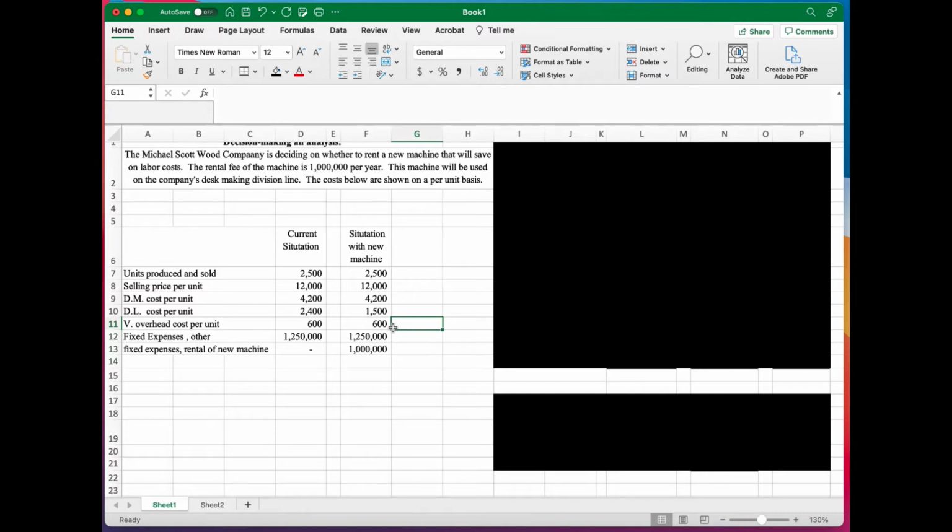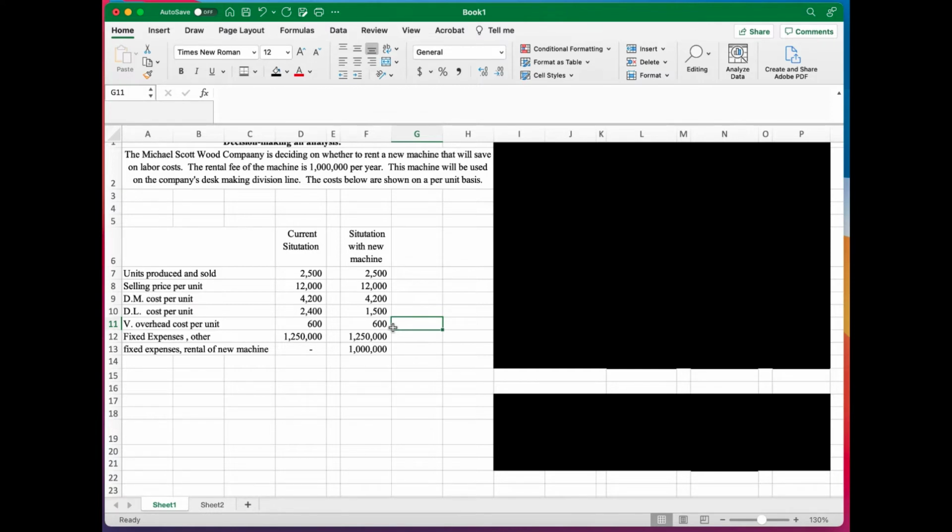Now look at the fixed expenses rental of new machine. Under alternative 1, which is the current situation, we would not incur a rental cost. Okay, great. Under alternative 2, situation with the new machine, we could see that the fixed expenses rental of new machine would increase by $1 million. That is a relevant cost. Why? Because it differs between the two situations.